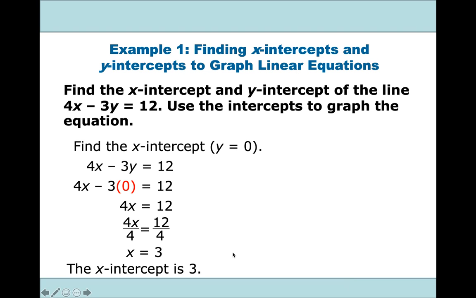Okay. If you were asked for the ordered pair there, meaning giving 2 points, that would be (3, 0). And you would use that for graphing purposes. We'll get to that in a second. So now let's continue with that same example and find the y-intercept.